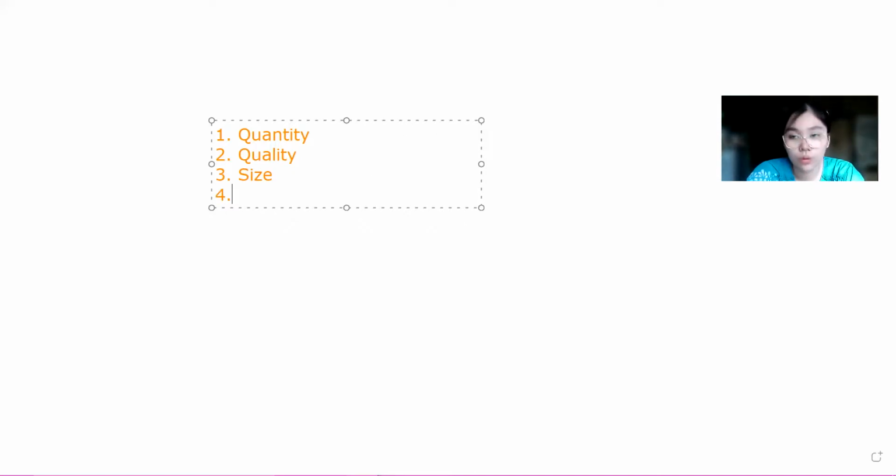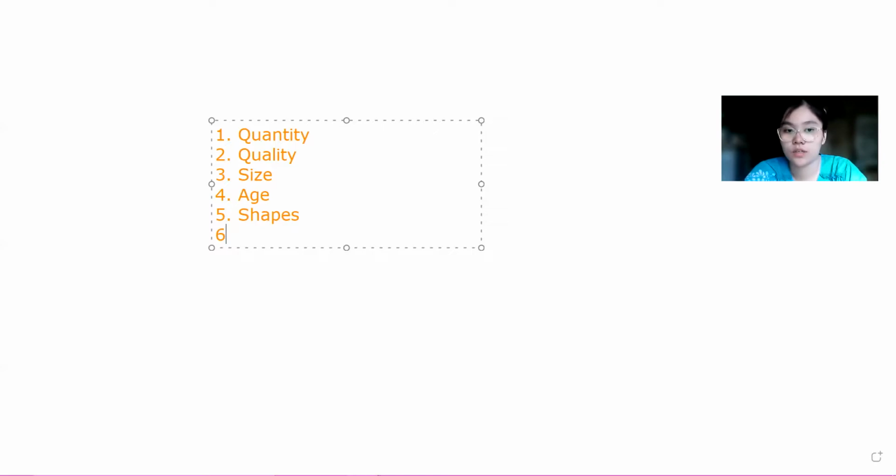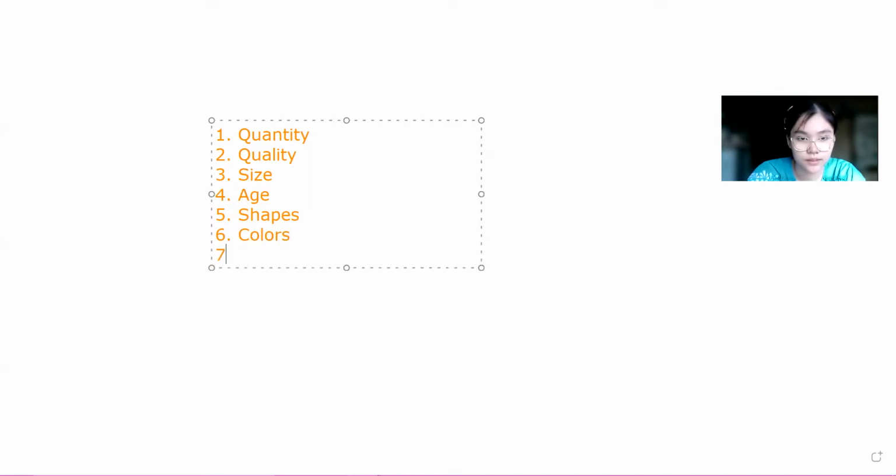And how about things like young or old or middle age? What do you think those adjectives are in the category of? Great, so that's going to be age. And the next one we have, how about circle, square, cube, what are they? Yes, great, shapes. Okay, and next we have pink, blue, brown, black, what are they? Yes, colors.